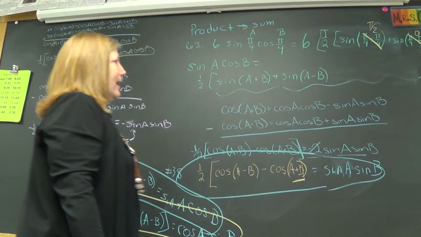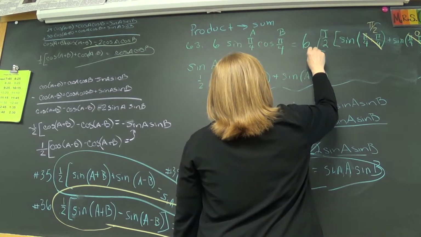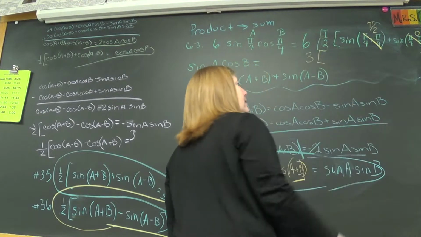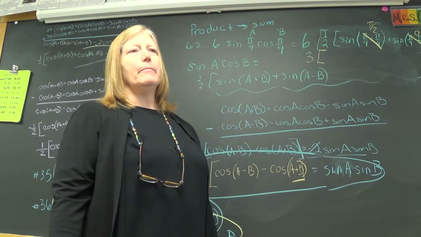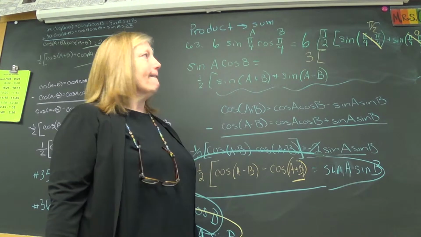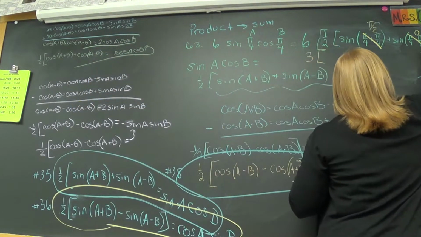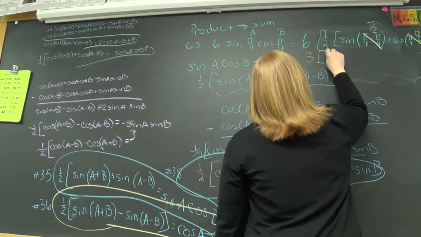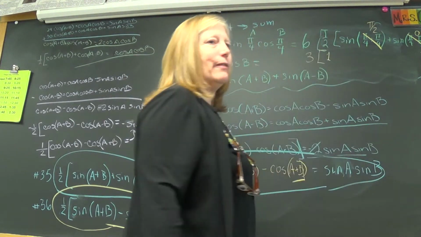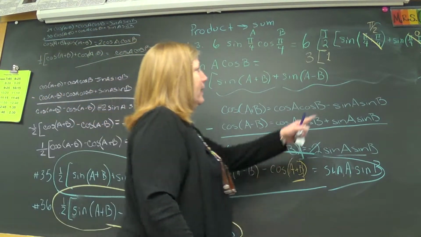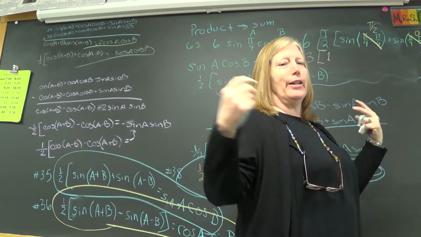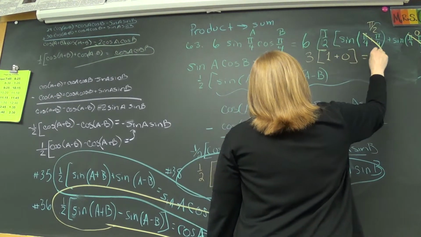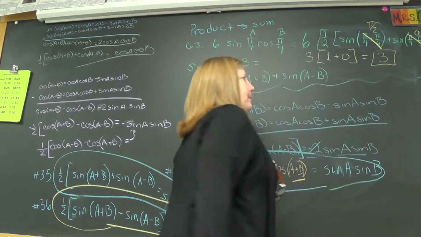So we just simplify. 6 times 1/2 is 3. What's sine of pi over 2? Trig circles. Pi over 2 is at the top. Is it 1? Yeah. Right, pi over 2 is at the top. So sine, and then what's sine of 0? 0. Okay. So the answer came out to be 3.